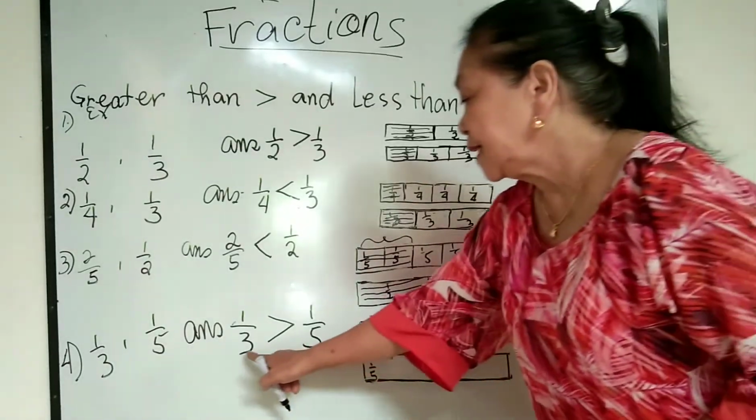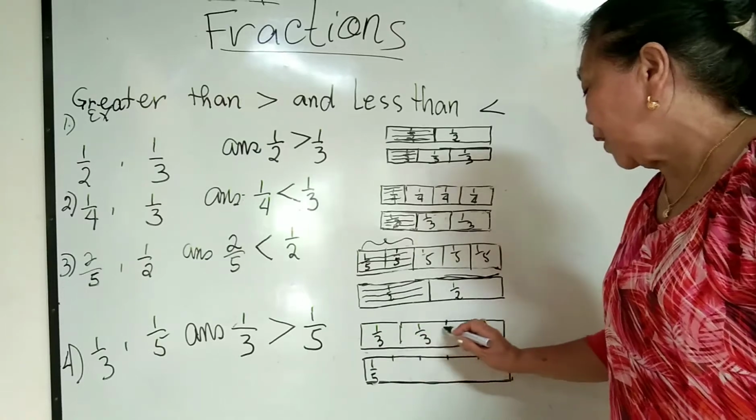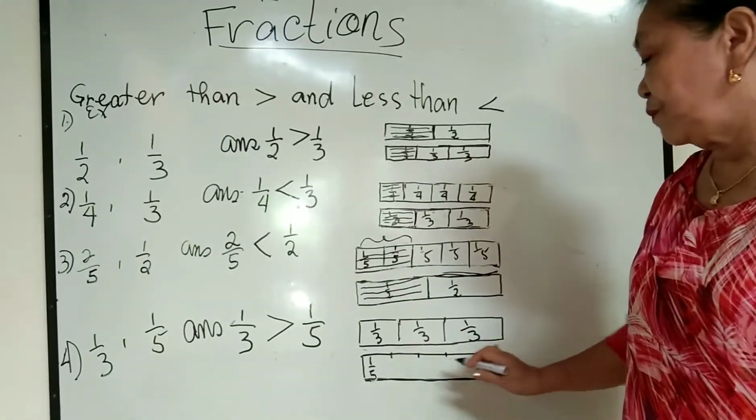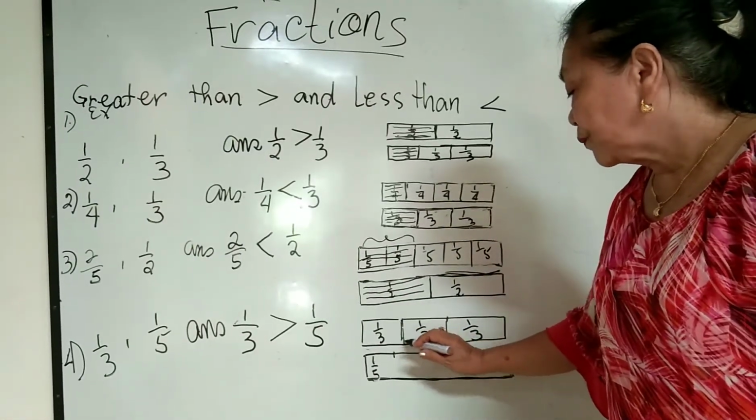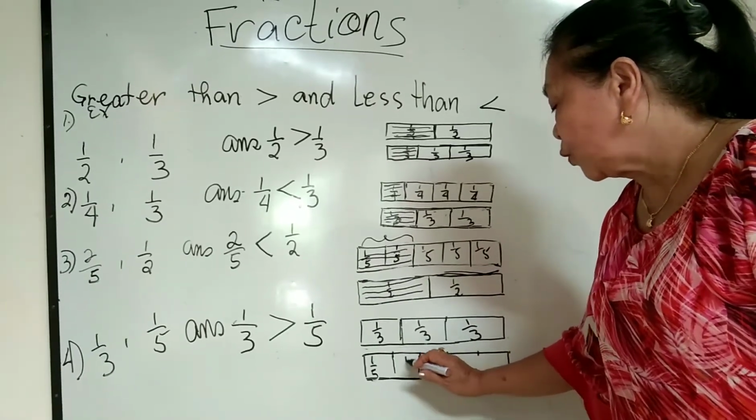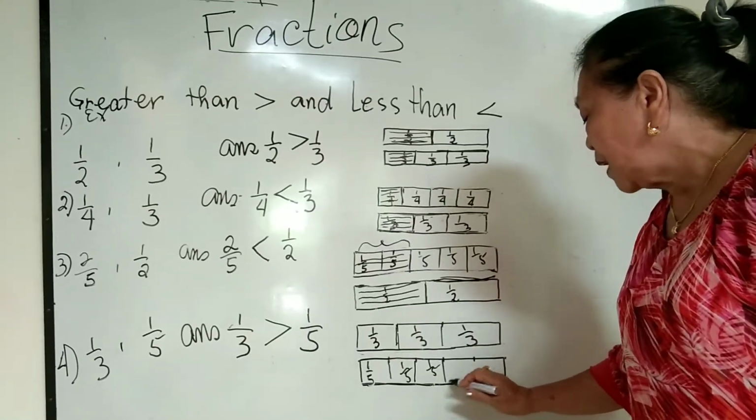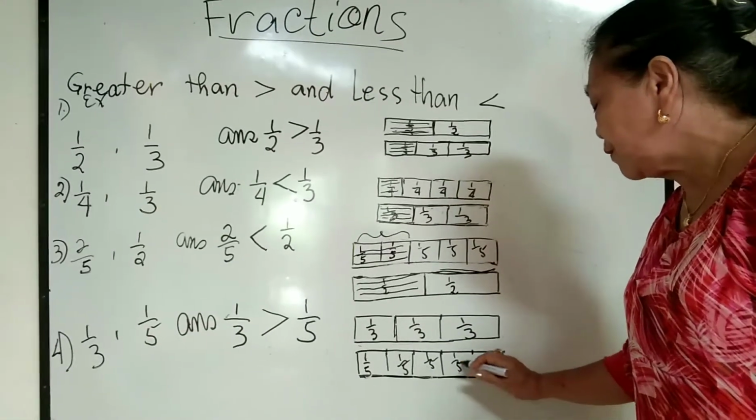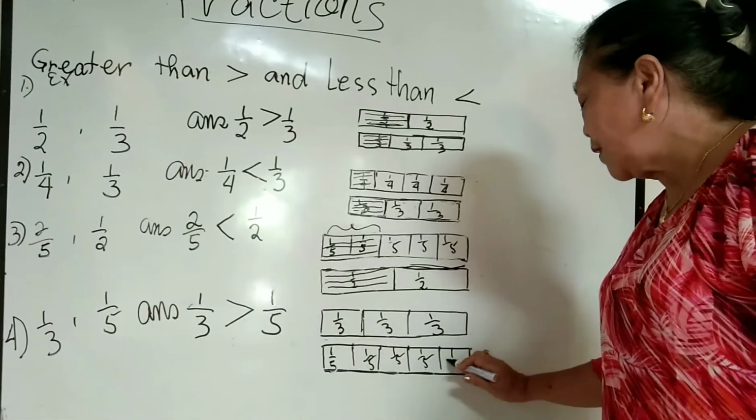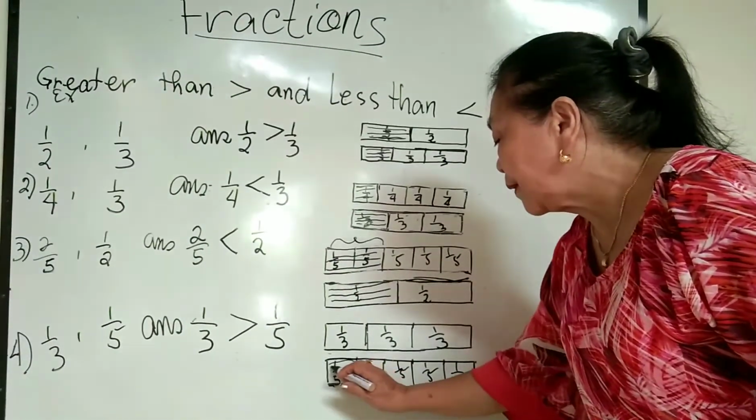Again, since this is divided by 3, this part here is 1/3, 1/3, 1/3. Now, look. The other one is 1/5. I'm going to write 1/5 here. This is another 1/5, and this is another 1/5, and this is another 1/5. You are going to shade only this part here.